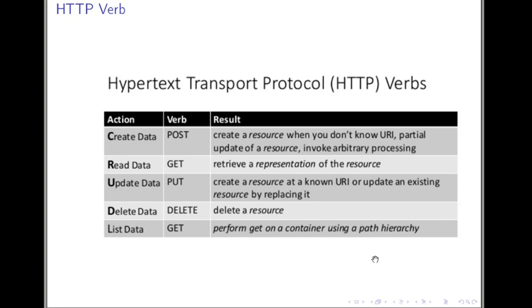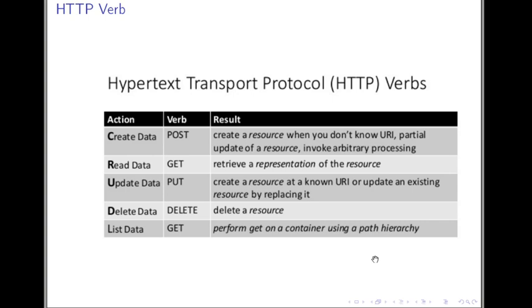Another important feature is HTTP, the hypertext transfer protocol. Using this protocol, the client request is fulfilled. We have important requests. POST creates a resource when you don't know the URL; it is used when we create information in the database, when we fill a form. Then we have GET, which retrieves a representation. PUT creates a resource at a known URL or updates an existing resource by replacing it. So PUT is basically used to create the resource or update it.